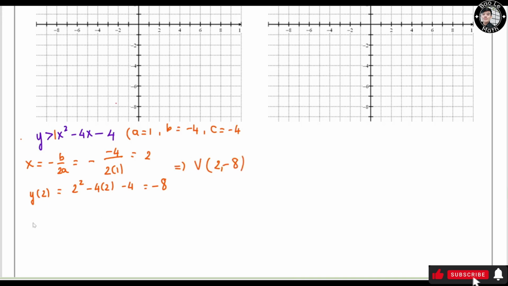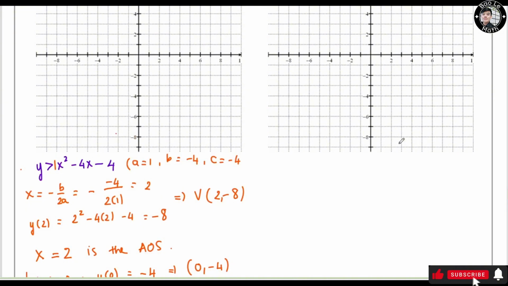Next, the axis of symmetry x equals negative b over 2a, which is 2 right here. Now, next, we need to find the y-intercept. So we just let x equals 0, so we have y of 0 is going to be negative 4. So the y-intercept is (0, negative 4). Now we're going to go back over here. The vertex is (2, negative 8). x equals 2, y equals negative 8 is going to be right here.